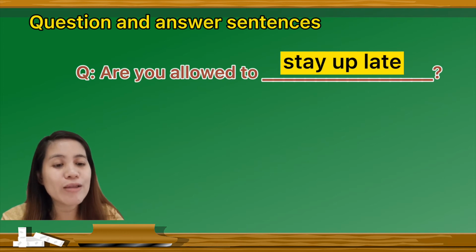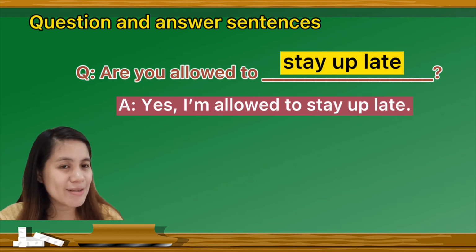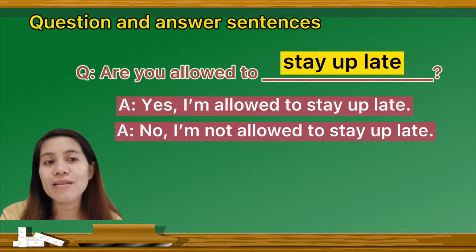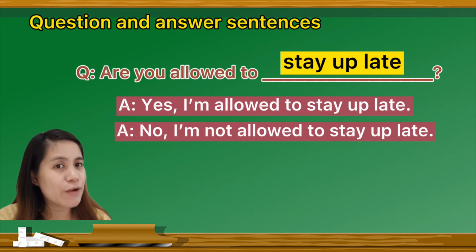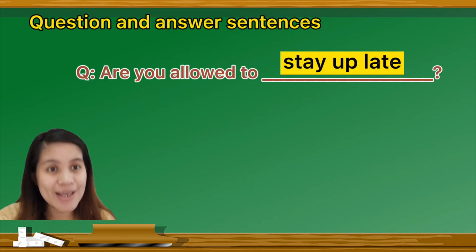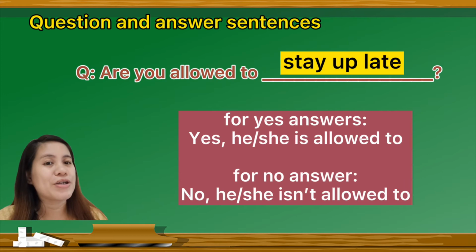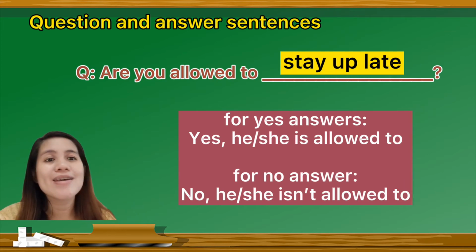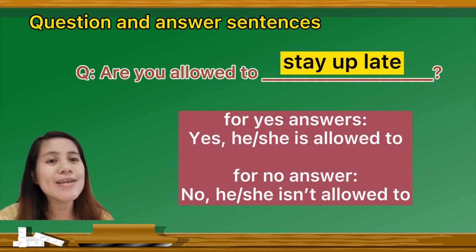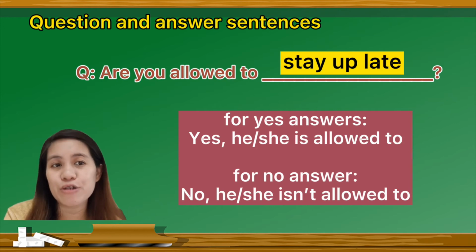And the answer for that, we can say, yes, I am allowed to stay up late. Or you can say, no, I am not allowed to stay up late. If you are referring to a girl or a boy, you can say yes, he is allowed to, or no, she isn't allowed to. Or yes, he is allowed to, or no, he is not allowed to.